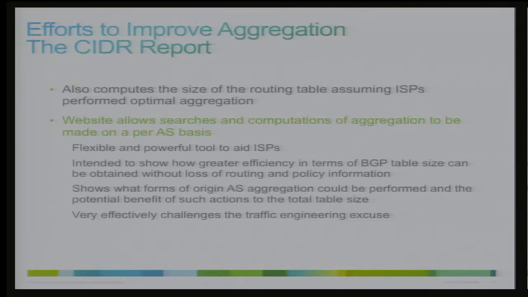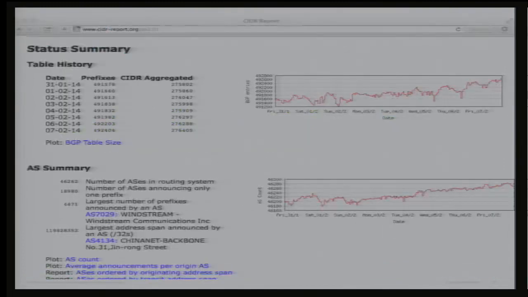So it computes the size of the routing table, and then based on the BGP attributes, it computes what the routing table size would be if we do optimal aggregation. So it gives that data, and we'll see some of it. You can do a search, you can do computation and aggregation on the website. So it's good to go through that and see some of the data points.